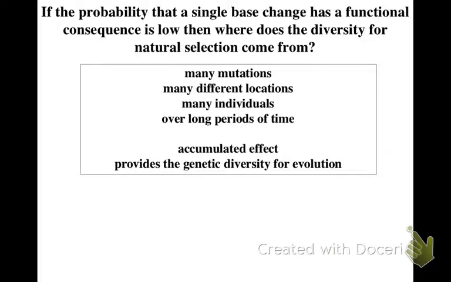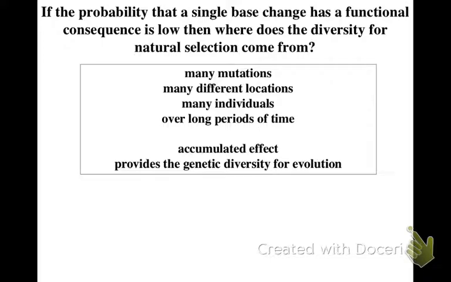Okay, if the probability that a single gene base change has a functional consequence is low, then where does the diversity of natural selection come from? The basic idea here is changing one base pair has very little effect on the overall genome, especially after the organism is born. It's almost impossible to have an effect because of the division between the germline and the somatic cells. Any changes that happen in the somatic cells can't be passed on to the next generation. It has to be in the germline, in the line of cells making the gametes.